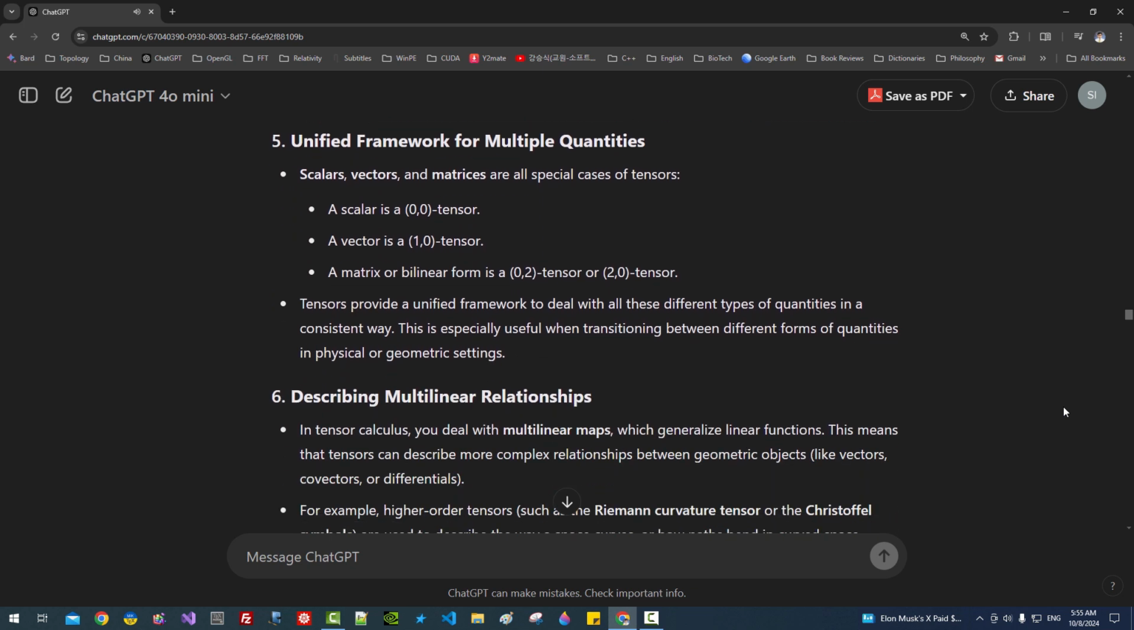5. Unified framework for multiple quantities. Scalars, vectors, and matrices are all special cases of tensors. A scalar is a (0,0) tensor. A vector is a (1,0) tensor. A matrix or bilinear form is a (0,2) tensor or (2,0) tensor. Tensors provide a unified framework to deal with all these different types of quantities in a consistent way. This is especially useful when transitioning between different forms of quantities in physical or geometric settings.